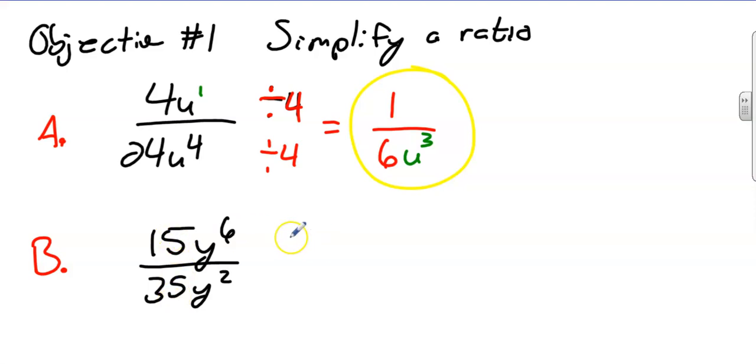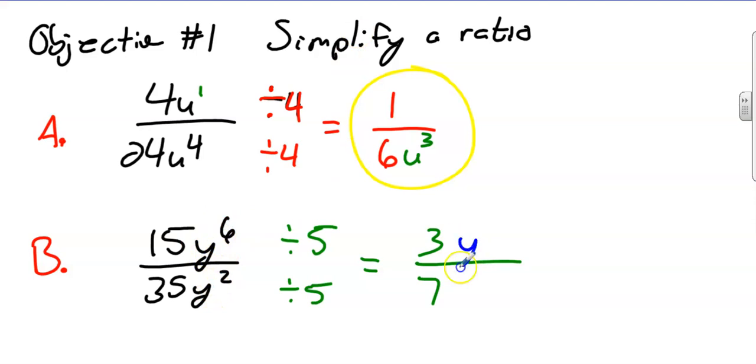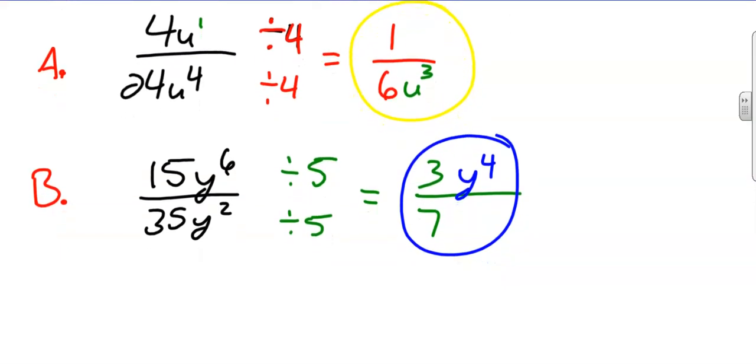Okay, with 15 and 35, you can divide both of those by 5. And we make it 3 over 7. And then with the y variable, subtract the 6 and 2 to get 4, and because your bigger exponent's on top, have y to the 4th on top. Okay, so with everything we were doing in chapter 6 with the factoring, kind of ties in nicely with that one.